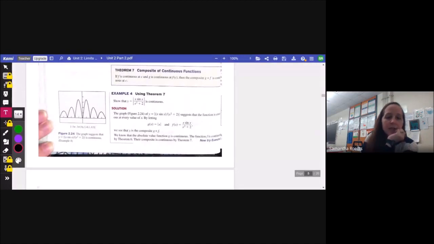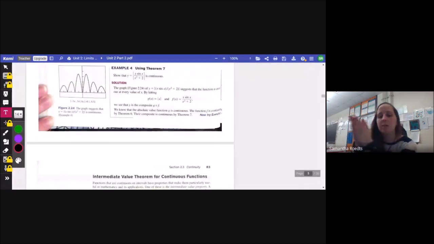And that's actually what it looks like. Looks like a really pretty graph, actually. So this function's continuous, this function's continuous. When I smoosh them together, they are continuous as well.